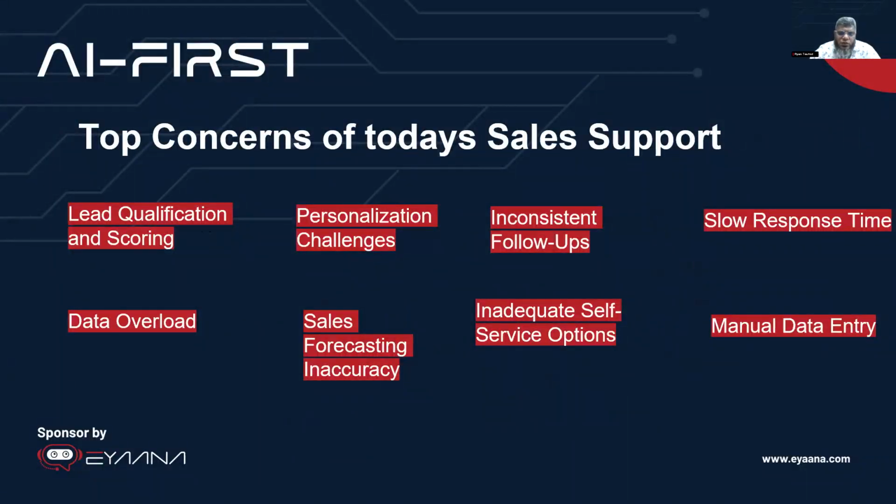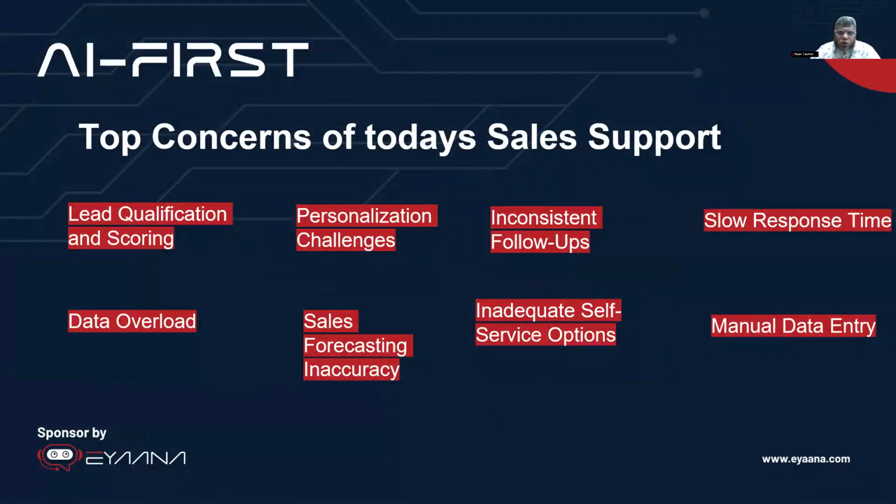Definitely, whoever is in sales, they will say that these are some of their top concerns: lead qualification and scoring is one of the issues. Data overload, after a particular event, it can happen. For example, after Gitex, it can happen that your sales team is overloaded with responding to a lot of customer queries within a very short period, something like 24 hours. Sales forecast inaccuracies, inconsistency in follow-up, which is one of the major reasons as well. Slow response time and manual data entry are a few other concerns.